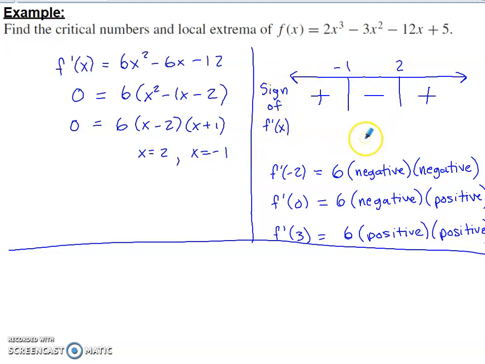Here's the sign chart. How do we build it? We're going to start the sign chart with a number line.